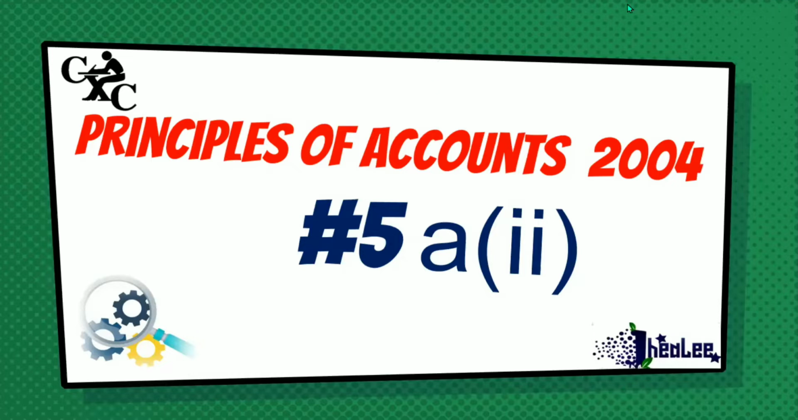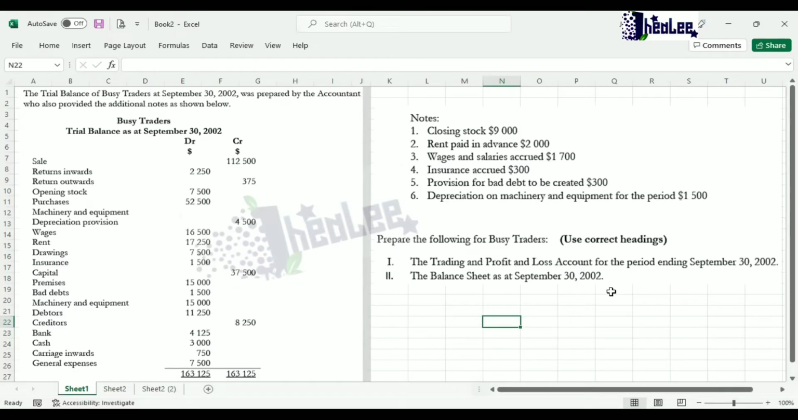Now, let's move into the question. What we're preparing is the balance sheet as at September 30th, 2002. Yes, that's a statement of financial position. From the previous lesson, we had used some items from this list of balances from a trial balance, right? And there were some items that weren't used. These items are provision for depreciation for machinery and equipment, capital, premises, machinery and equipment, debtors, also known as your trade receivables, creditors, also known as your trade payables or accounts payable, bank, cash. And guess what? These items relate to the balance sheet, which we're going to prepare.